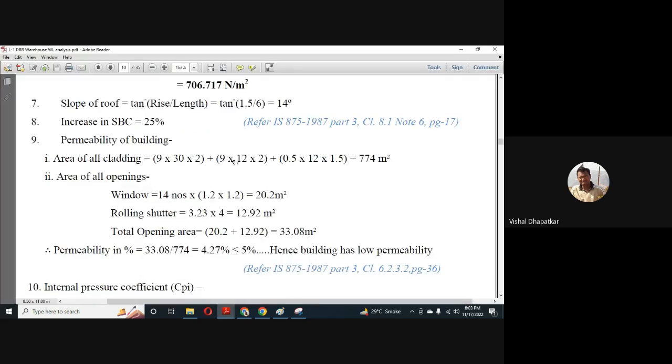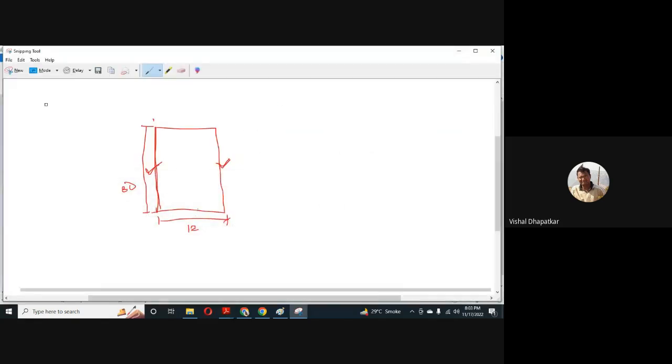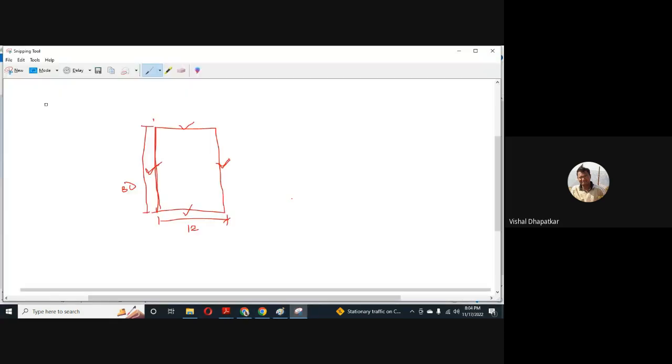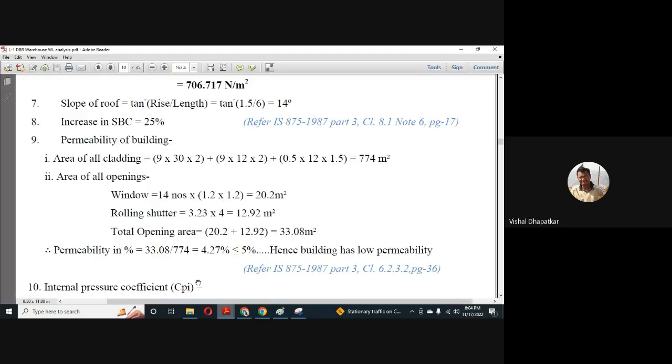Then 9 into 12 into 2. Similarly for these two faces. 9 is the height, 12 is the width, and 2 are the faces. Plus 0.5 into 12 into 1.5. This is for the roof. So for roof, it will be like this, right? It will have some slope like this. So we have just calculated the area of this portion, total area. So this gives us the total area of cladding.